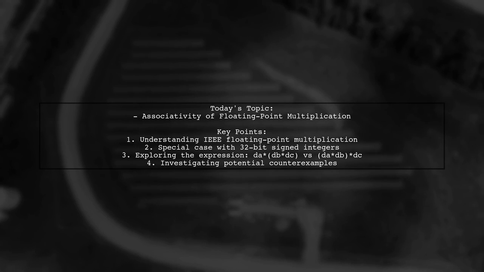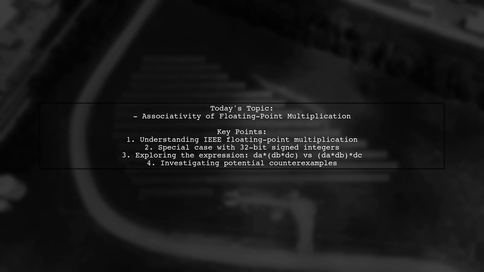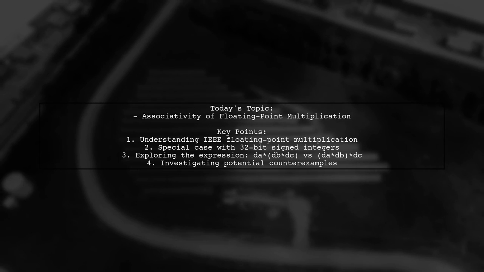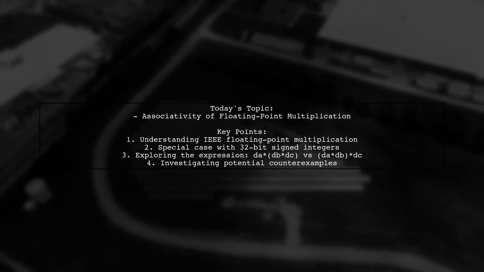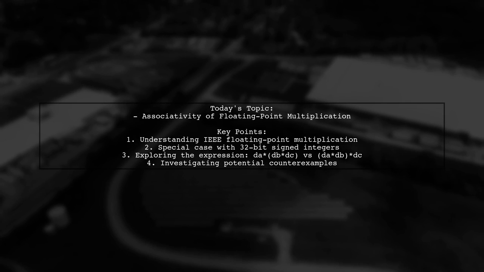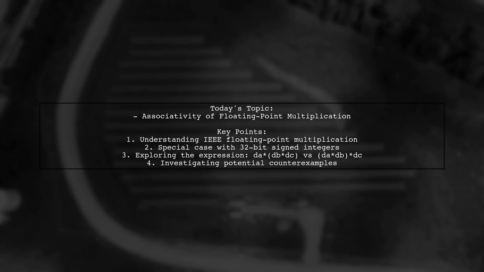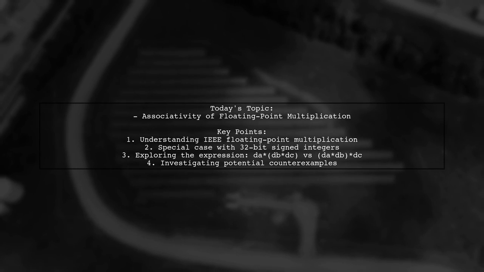What happens when we take three 32-bit signed integers, convert them to 64-bit double precision numbers, and evaluate the expression (dA times dB) times dC versus dA times (dB times dC)? Could it be that this expression always returns one? Let's dive into the details and see if we can uncover the truth behind this intriguing question.